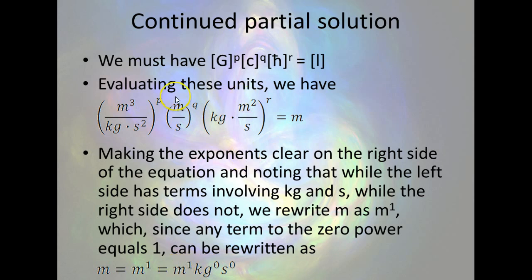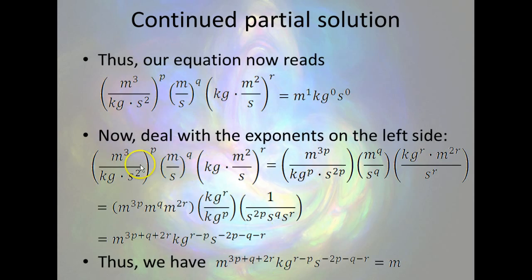So anyway, after we distribute our p, q, and r to these units, here's what we obtain. We get meters to the 3p over kilograms to the p, seconds to the 2p, meters to the q over seconds to the q, and kilograms to the r, meters to the 2r over seconds to the r. Again, you should just verify that elementary math here. Now, we want to rearrange all of these things. We want to get all the meters together, all of the kilograms together, all of the seconds together.